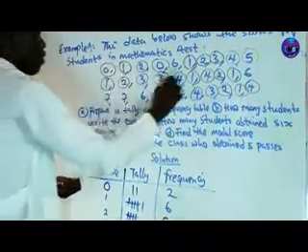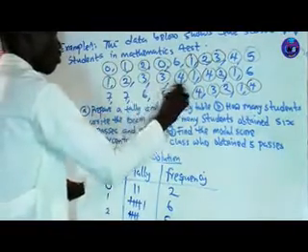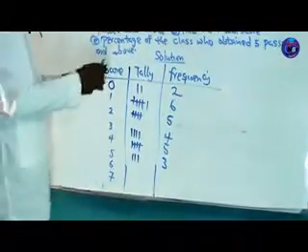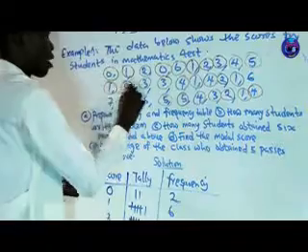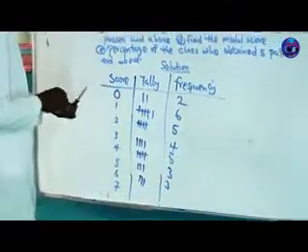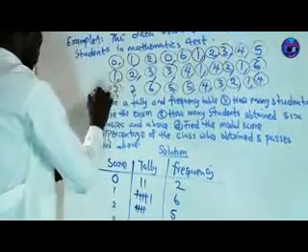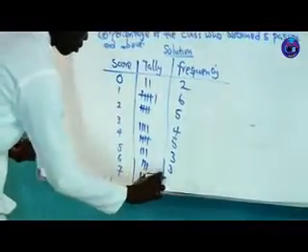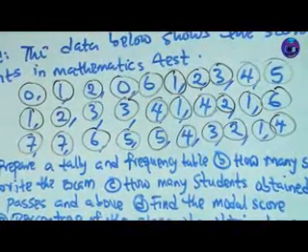Okay, let's look at 5. 1, 2, 3. We have 3. Let's look at 6. 1, 2, 3. We have 3. Let's look at 7, which is the last one. 1, 2. We have 2. I think we've circled everything. Now, how can we know that our frequency is correct?